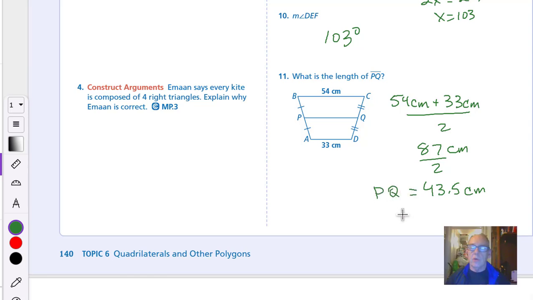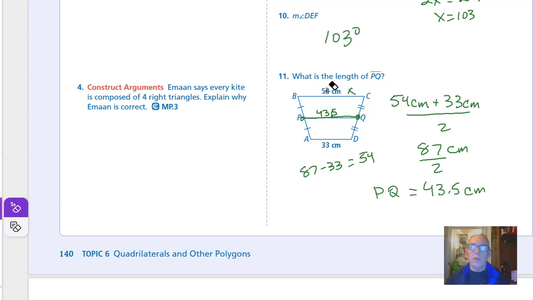So distance from P to Q is 43.5. If you checked it out, you could double the 43.5 and then make sure that these add up to it. Actually, if let's say they didn't give you what this one was, and they gave you this, you needed to find this, then basically double the mid-segment, which is going to give us 87, and then we subtract the one that we know from it, which is the 33. That's going to give us the 54, which is the one that was missing.